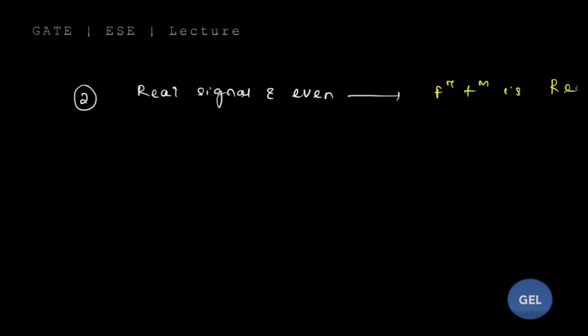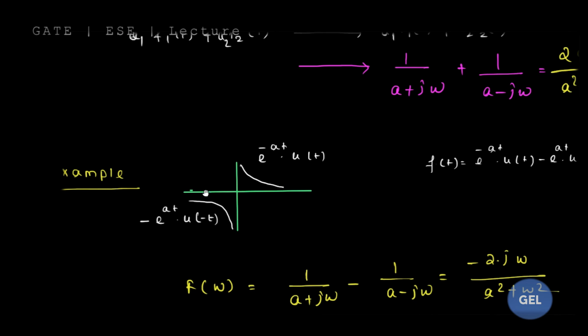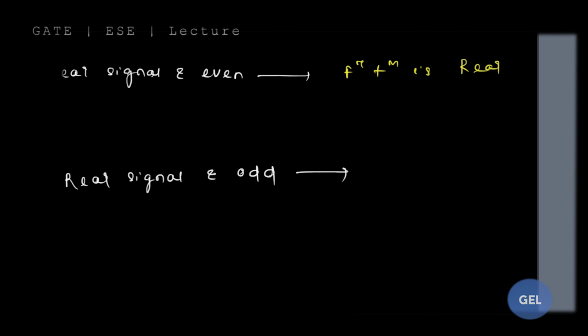So you can write down the third observation. If your signal is a real signal and odd. Sir, how is this odd? Because it is antisymmetric about the y-axis. That is why I called it an odd signal. Then your Fourier transform is, look here, the Fourier transform is imaginary. Okay.